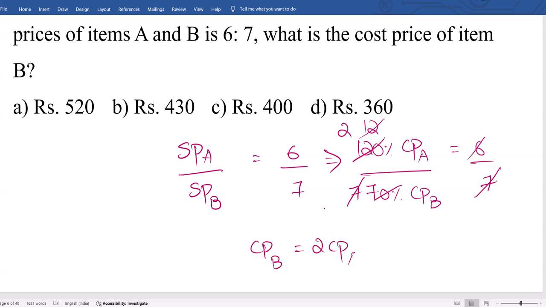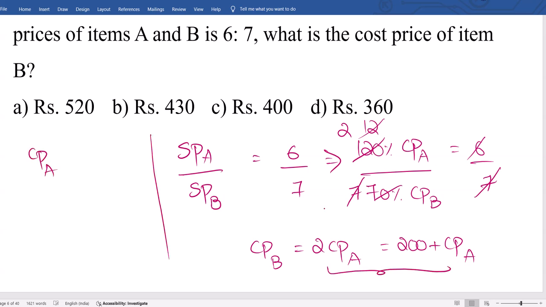In the first line of the question, the cost price of B is 200 more than the cost price of A. Clearly, the cost price of A is 200, B is 400. See how simple the question is. They're asking for B, the answer is 400.